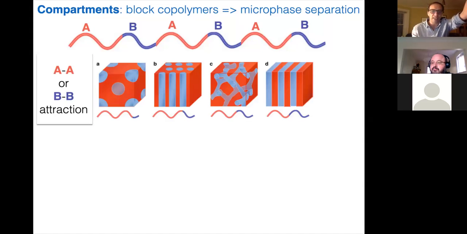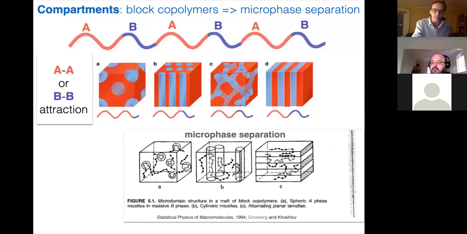They would become elongated. They can form a whole mesh, and then it can eventually start forming layers if the lengths of A's and B's are comparable. That's a classical picture of block copolymer microphase separation, in every textbook, even in black and white. All textbooks, you would see these pictures.